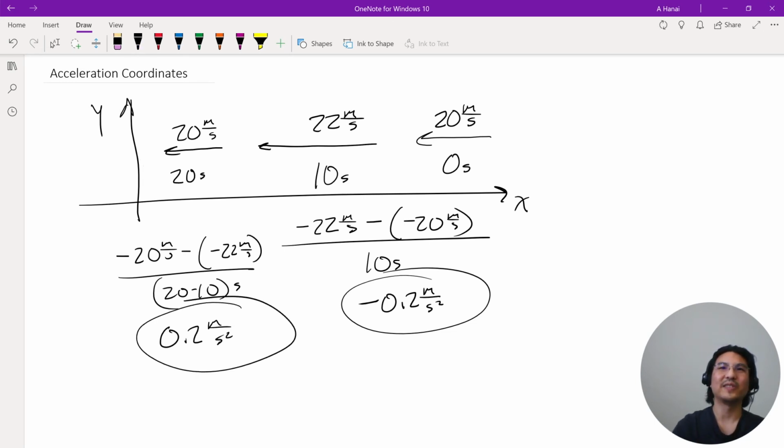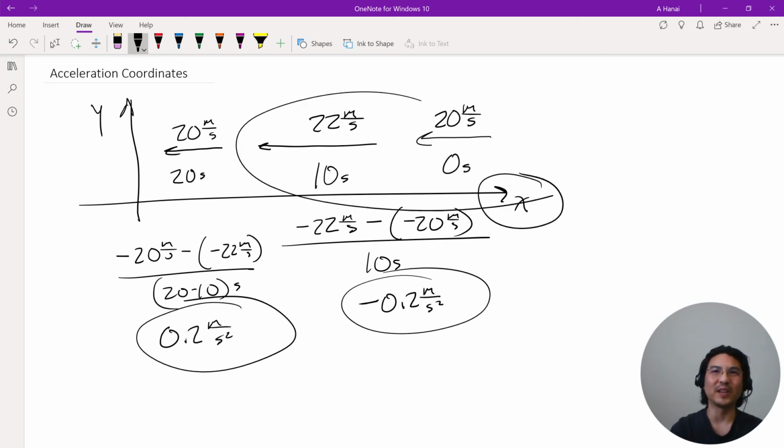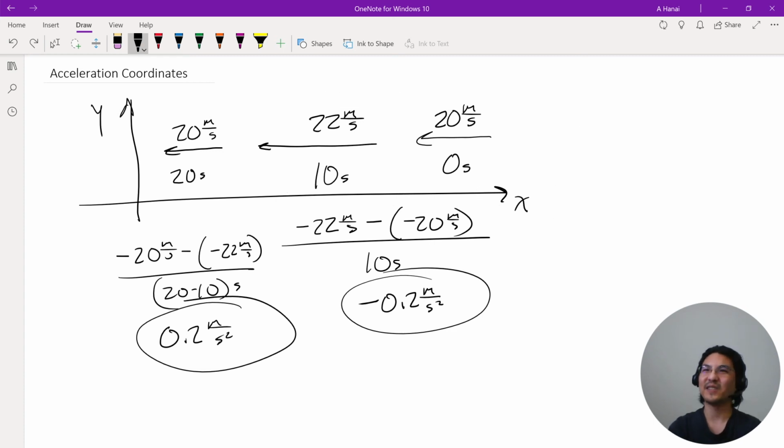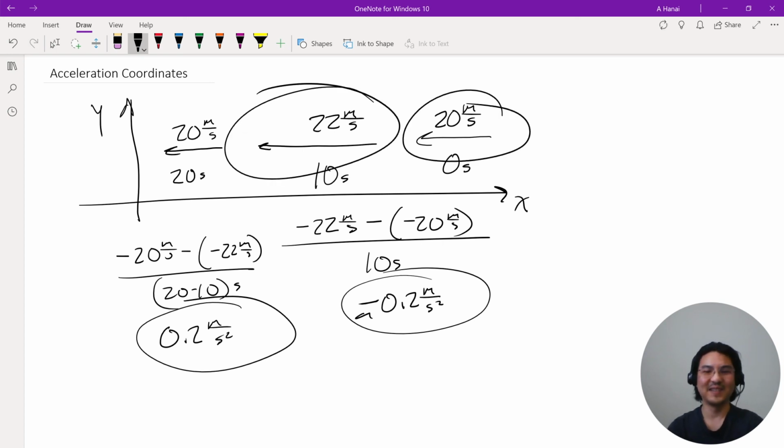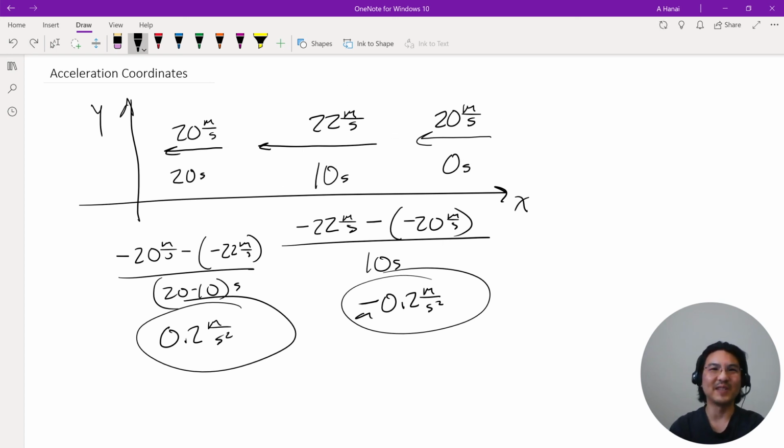Okay, so just because you see negative, it doesn't mean deceleration, right? The minus sign is there because of the choice of coordinates. So you can't just look at a value and say, oh, it's negative 0.2 meters per second squared, so that must mean I'm slowing down. In fact, we're speeding up from 20 to 22, right? And just because you see this as positive doesn't mean you're speeding up. In this example, we're actually slowing down.